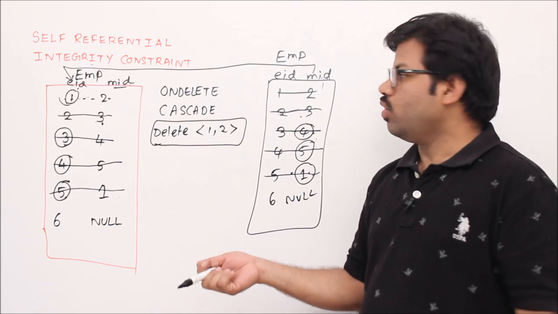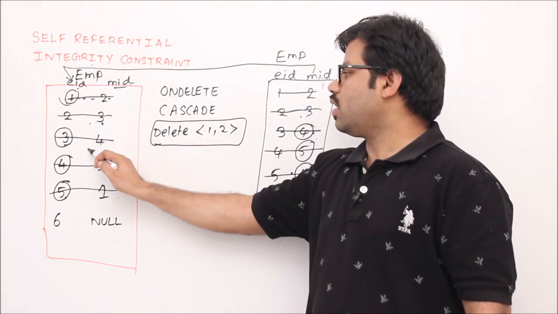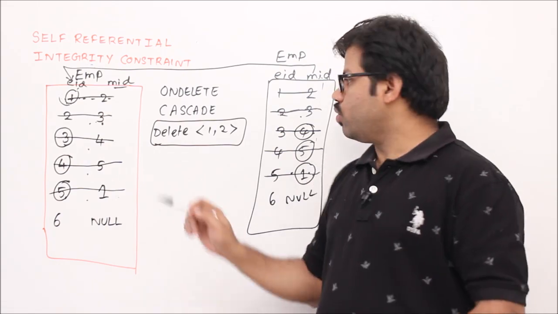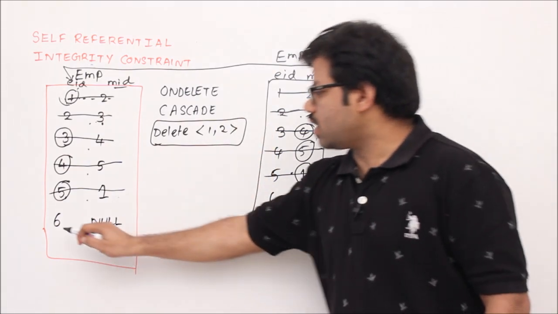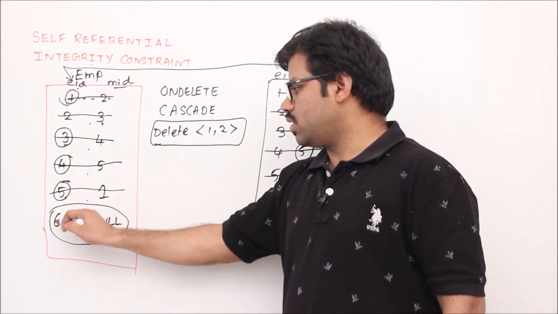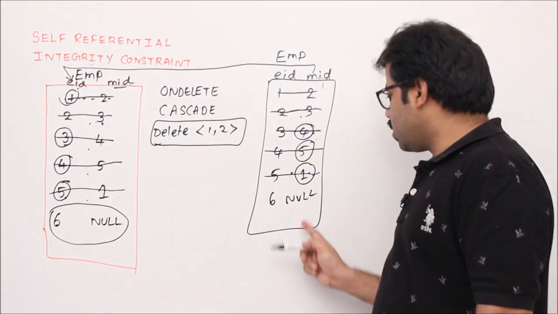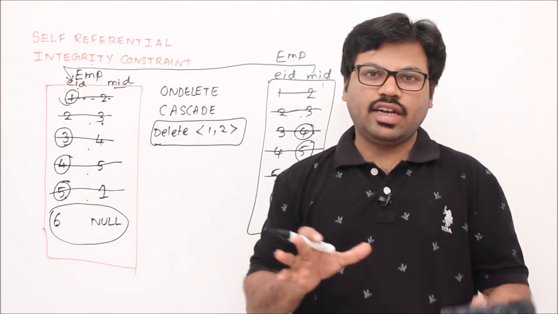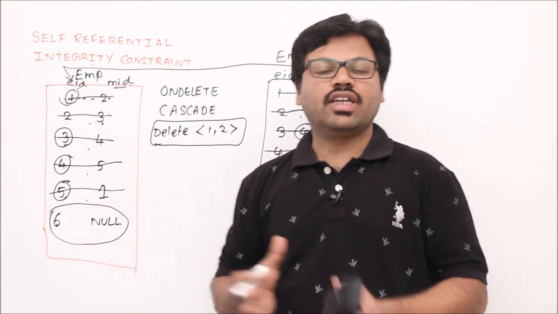Anything else? No. So finally 1 comma 2, 2 comma 3, 3 comma 4, 4 comma 5, 5 comma 1 will all be deleted if you use on delete cascade. But 6 comma null will not be deleted because 6 is not referred by anyone in this manager ID field. So this is about on delete cascade and self-referential integrity constraints.